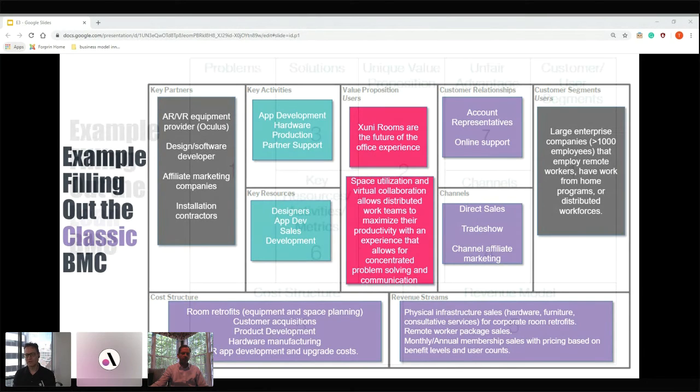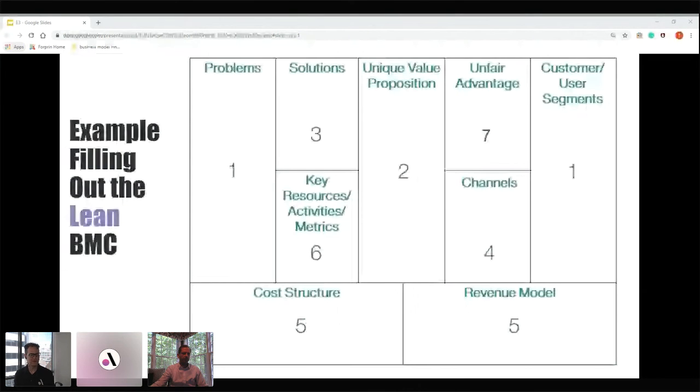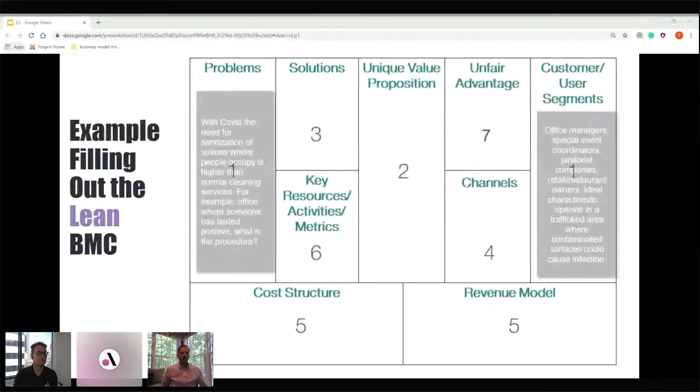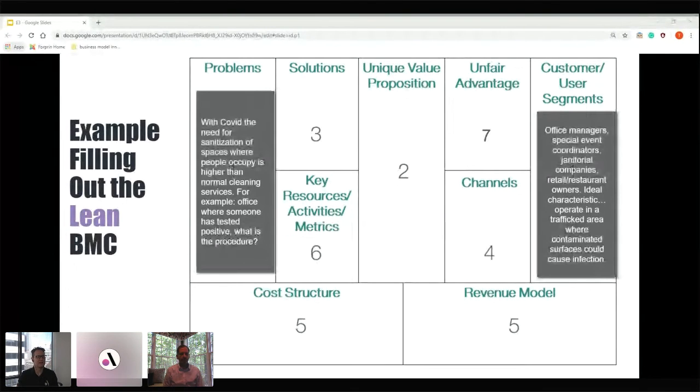So I think we have time for one more. This is not a real example, just something speculative. If we were just going to create a business, the setting here is a cleaning company service using the lean canvas. So what's the problem? Well, with COVID, maybe there's a need for sanitation of spaces where people occupy that goes beyond what the typical cleaning service can offer. For example, if there was an office and someone had tested positive, maybe there's a procedure where you need a deep clean or something like that.